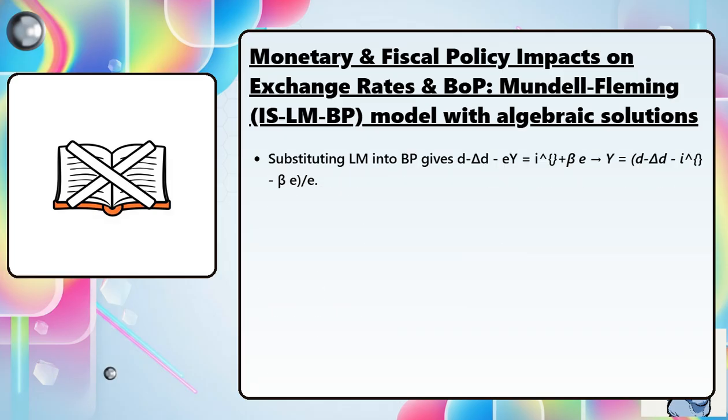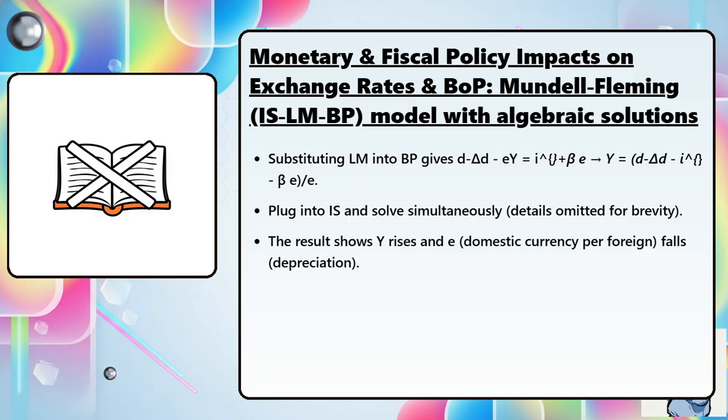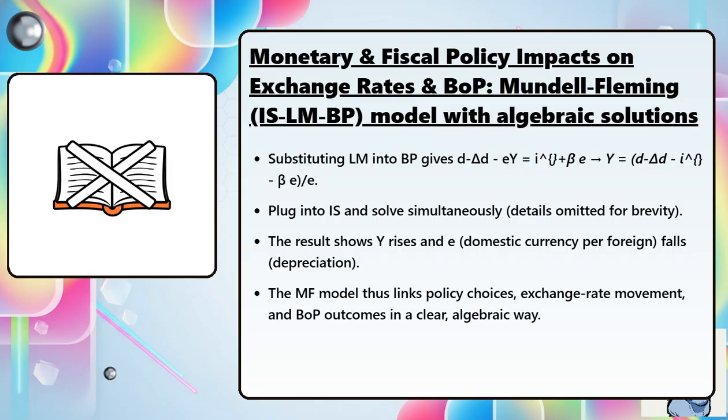Substituting LM into BP gives D - ΔD - EY = i* + βE, leading to Y = (D - ΔD - i* - βE) divided by E. Plug into IS and solve simultaneously, details omitted for brevity. The result shows Y rises and E, domestic currency per foreign, falls, depreciation. The MF model thus links policy choices, exchange rate movement, and balance of payments outcomes in a clear, algebraic way.